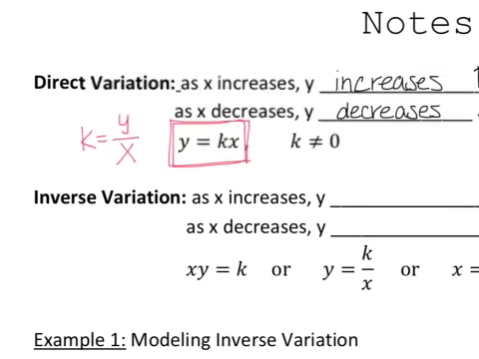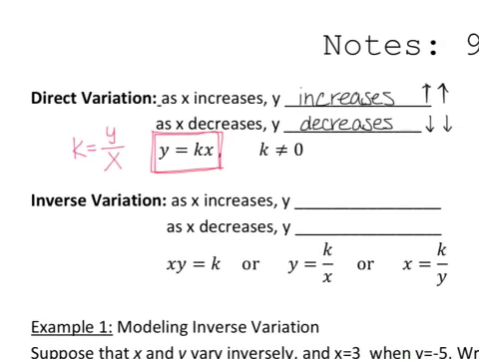For inverse variation, as x increases, what do you think y does? Decreases. Remember, the inverse is kind of like the opposite. So as x goes up, y goes down. As x goes down, y goes up.